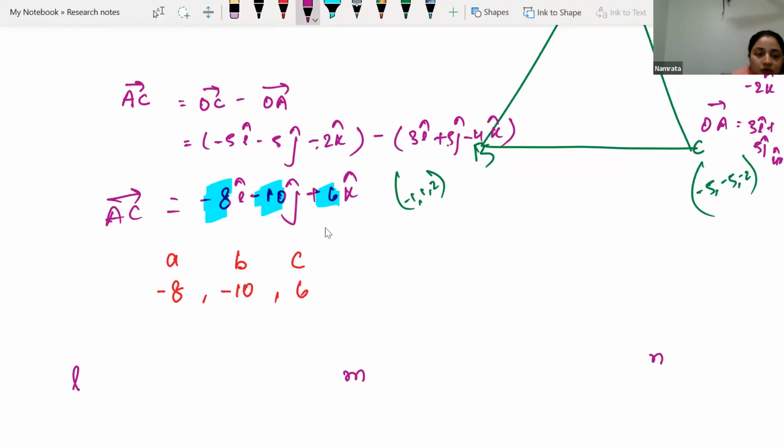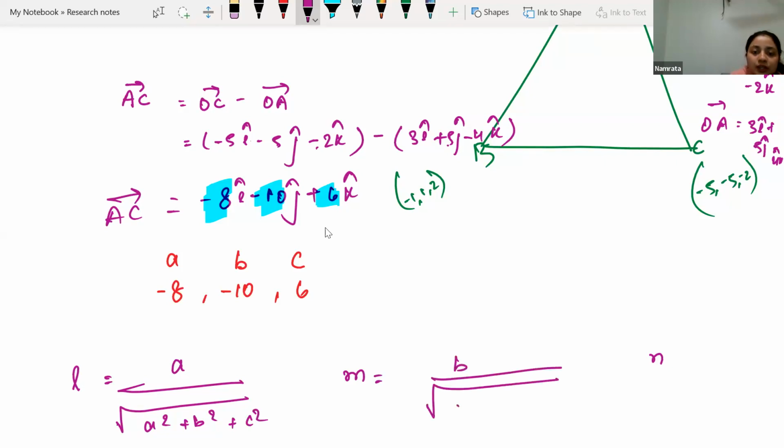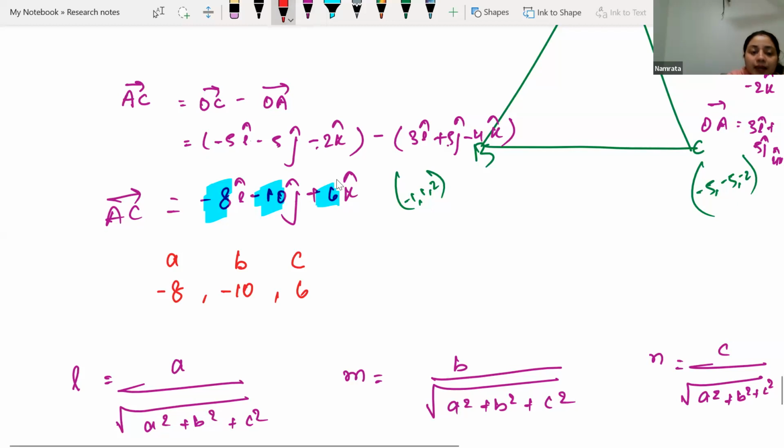That is direction cosine, and the formula for that is L equals A over the square root of A squared plus B squared plus C squared. M is equal to B over the square root of A squared plus B squared plus C squared, and N is equal to C over the square root of A squared plus B squared plus C squared. Now we just need to put in the values and find the L, M, N values.